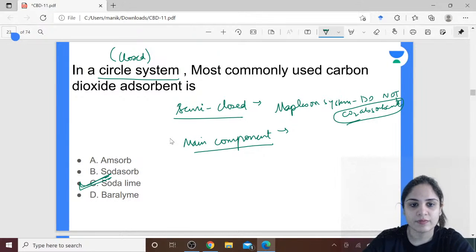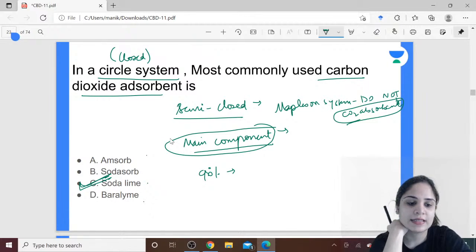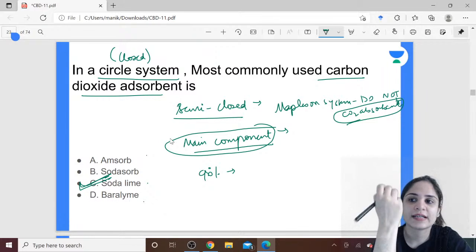Now when we talk about a carbon dioxide absorbent, any of these, AMSORB, soda lime, baralyme, what is the main component of the carbon dioxide absorbent? 90% of it is made up of what chemical? That is what they ask in the exam. Everyone knows soda lime is used most commonly, but what is the main component of soda lime? Most of you end up answering it wrong. That's why I'm asking you this.